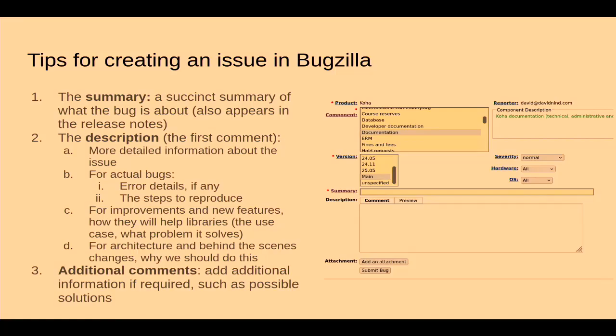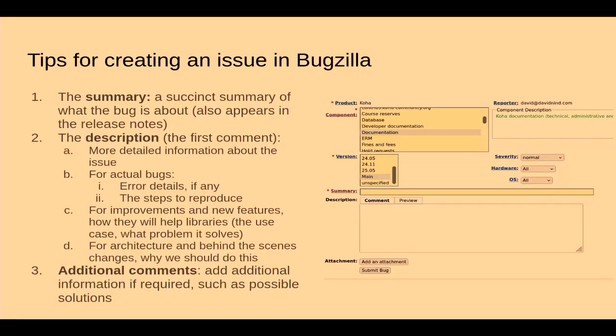So the other thing I noticed before I get into some of my suggestions for helping me test your bugs is when you're creating an issue in Bugzilla, the summary should be nice and succinct, and it says either what the problem is or what this change does. That often appears in the release notes, so you want it to make sense to mere mortals.